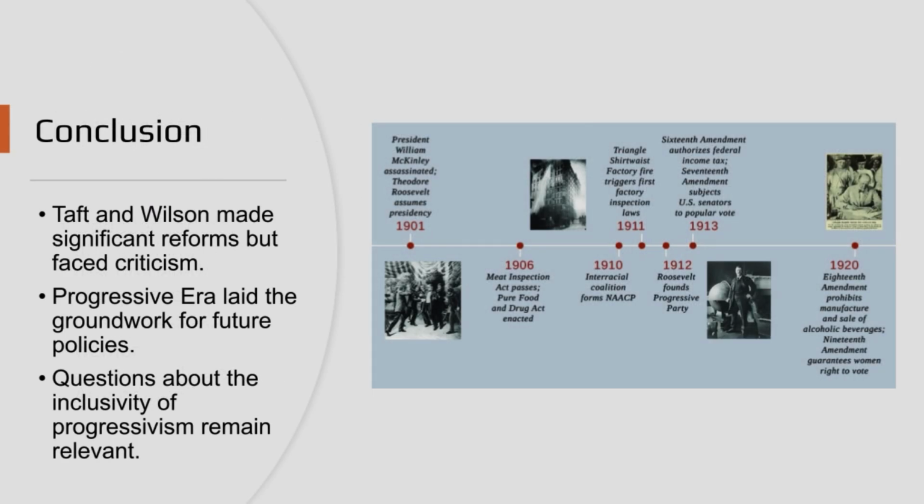The presidencies of Taft and Wilson reveal the complexities of progressivism. While they brought transformative reforms, their leadership also showed the era's contradictions and limitations. What do you think? Were they true progressives, or did they fall short?